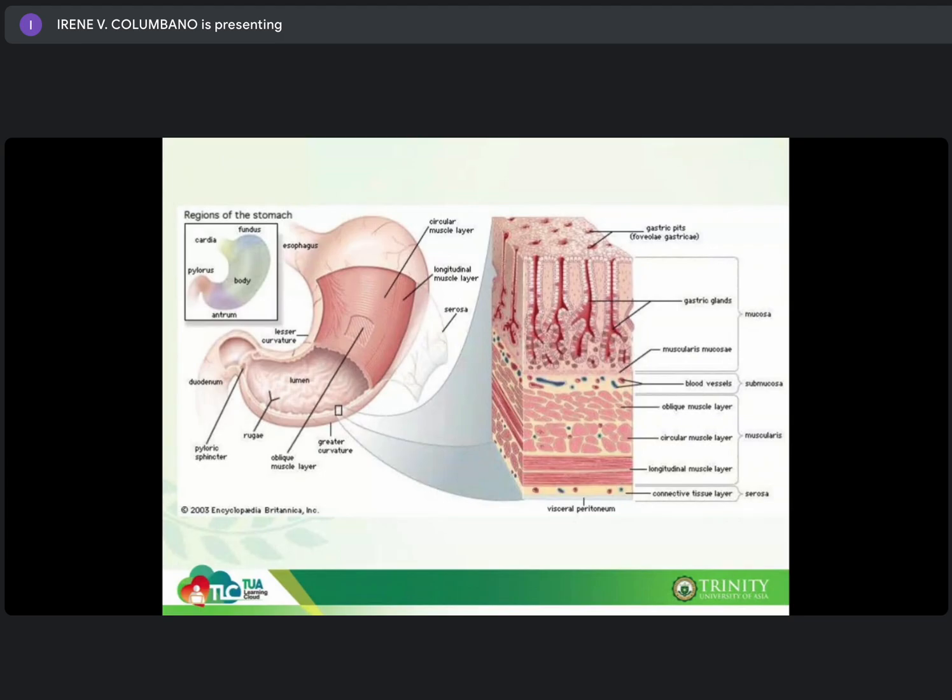Again, the different layers of the stomach. Mucosa, submucosa, muscularis, and the serosa, where the connective tissue layers are located. So, muscularis niya, we have the oblique, circular, and longitudinal muscle layer. Glands and the muscularis mucosae.